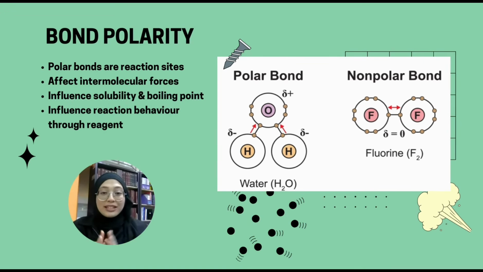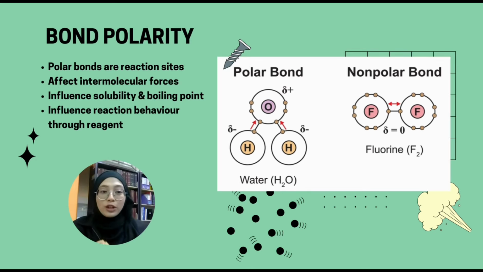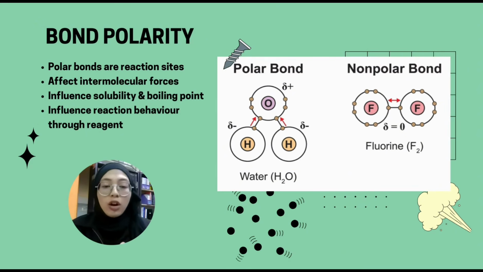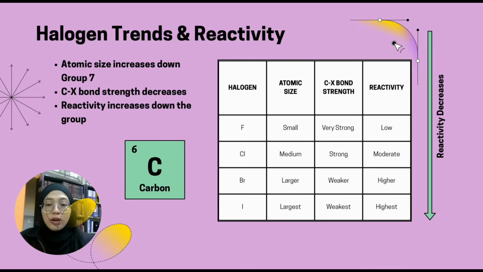Bond polarity is important because polar bonds are usually the parts of the molecule that react during chemical reactions. Polarity also affects solubility. Organic compounds with polar bonds tend to dissolve better in polar solvents. Therefore, understanding bond polarity helps us predict how organic molecules behave in reactions.